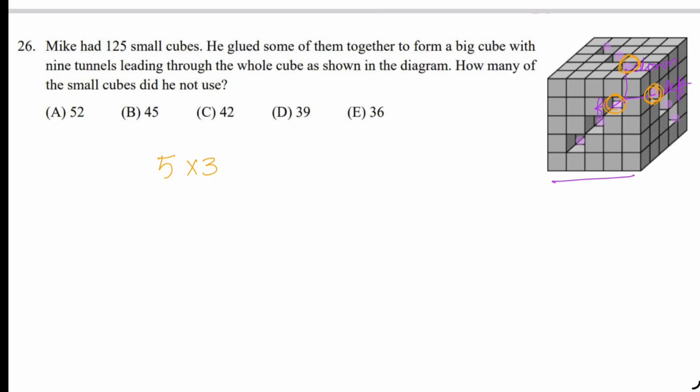But remember, we are overcounting that one cube twice. So that means we'll subtract 2 from 5 times 3, which will give us 15 minus 2, and that's 13. Okay, now that means in these things we are not including 13 cubes. We're going to multiply that by 3 because we have 3 more faces, right? And that will give us 39. Hence our answer is D.